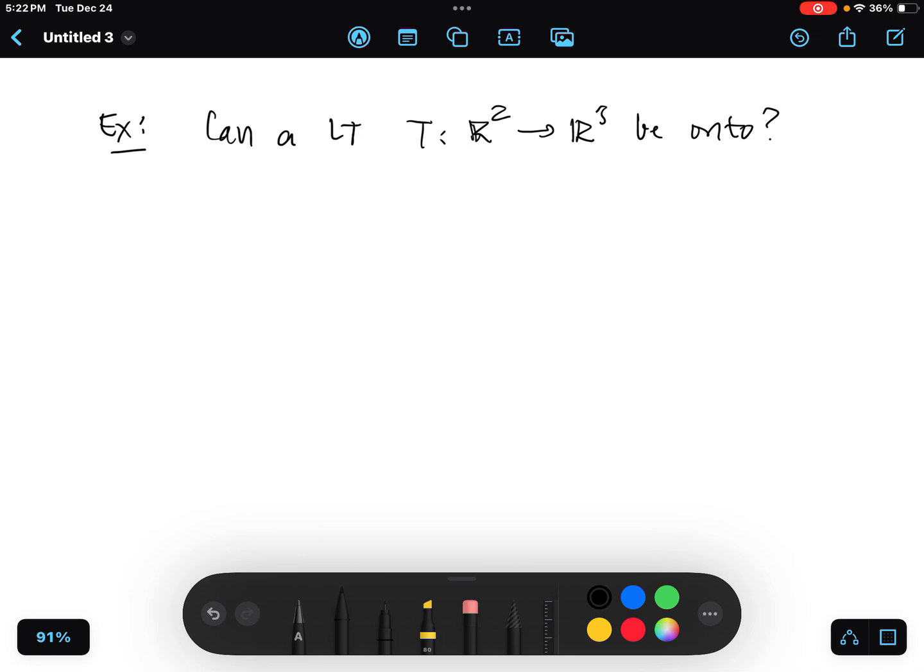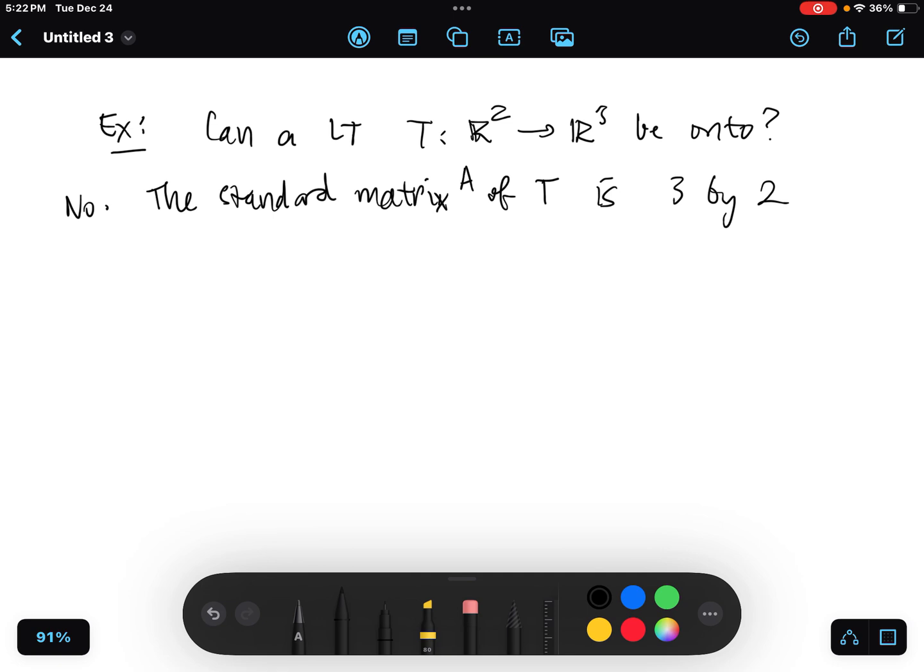All right, let's go over the answer. So the answer is no. Let's think about this first in terms of the matrix. The reason is that the standard matrix of T, let's call this A, is what by what? It's 3 by 2, right?